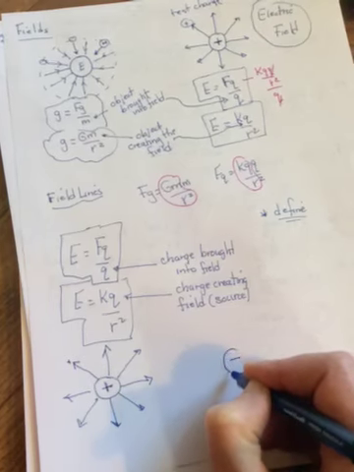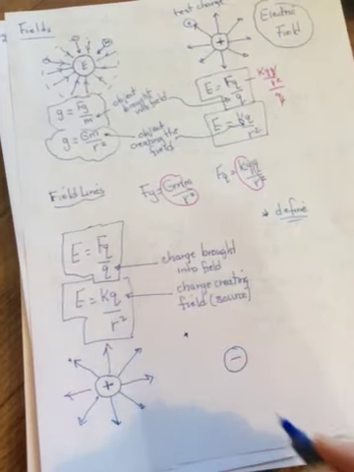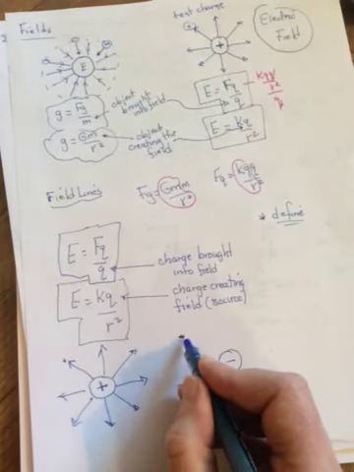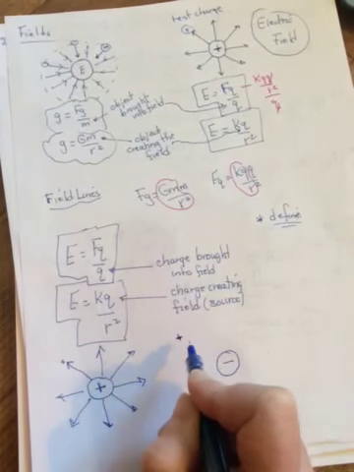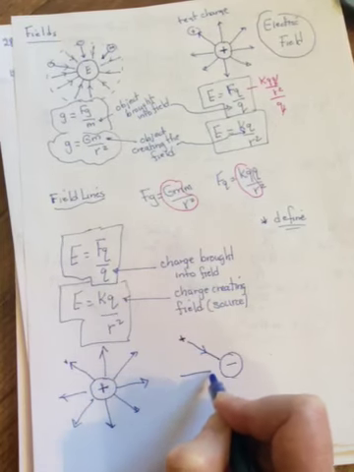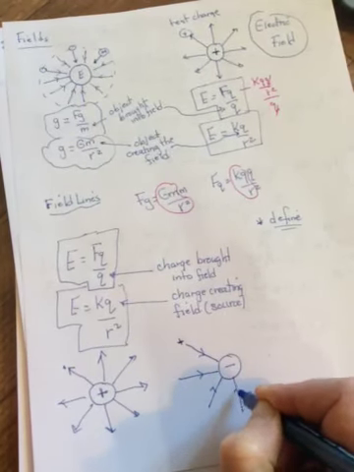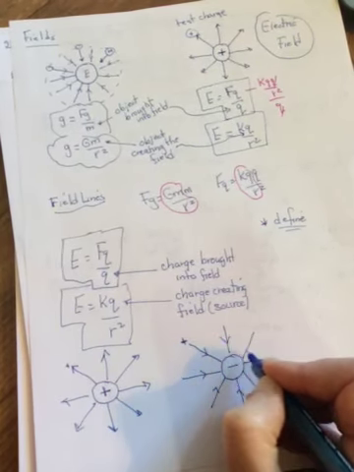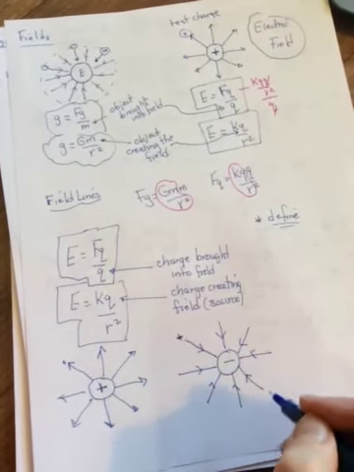But what if my source creating the field was a negative? Well, I bring my little positive test charge in. Remember, this is like your little positive brother, sister, cousin, next door neighbor, always positive and tiny. When you bring it in, this time if the source is negative, it's going to get drawn in. It's going to experience a force inward. And no matter where I put this positive charge around my negative source, it is still going to experience a force inward. And so around a negative charge, the electric field lines will always be inward.